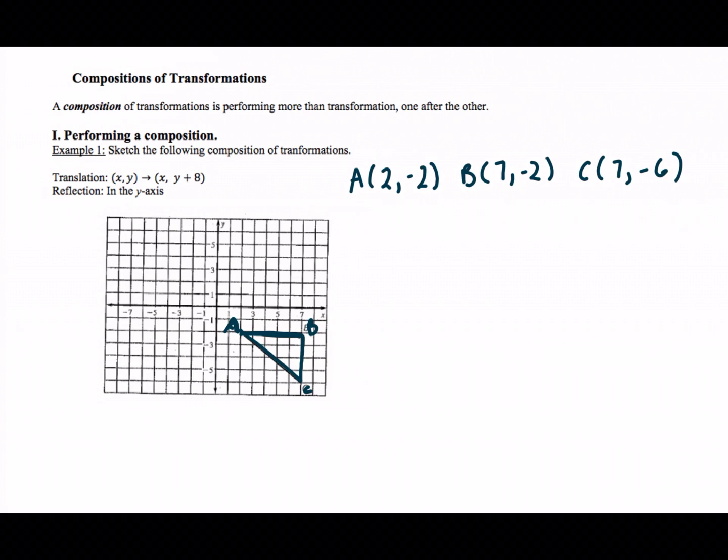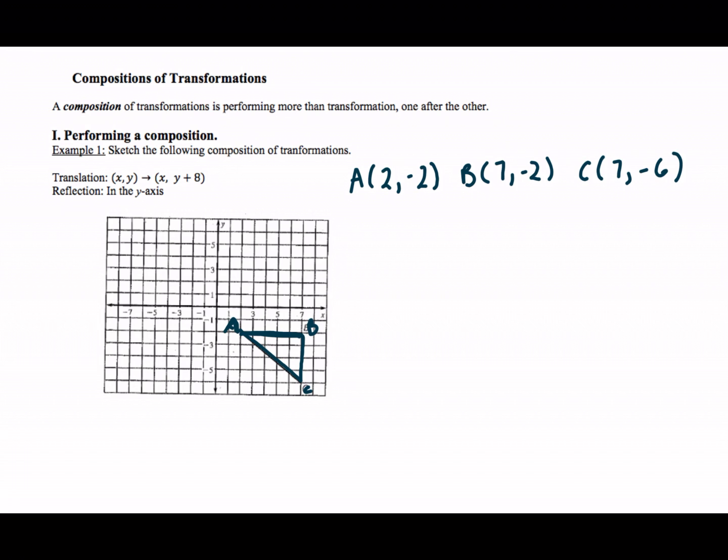Guys, today we're going to be talking about compositions of transformations, and what this is, it's performing two or more transformations one after another. Okay, so I have my first example. I have a triangle in the coordinate plane, and I want to perform two transformations. The first one being a translation, so I'm taking the image up by 8, and then the second one is reflecting the triangle over the y-axis.